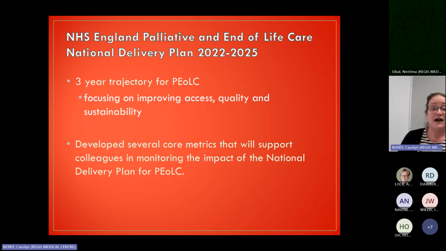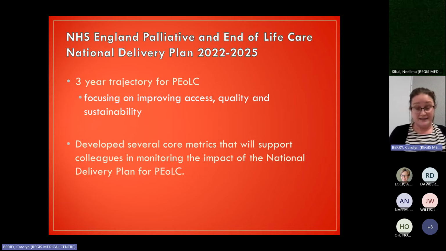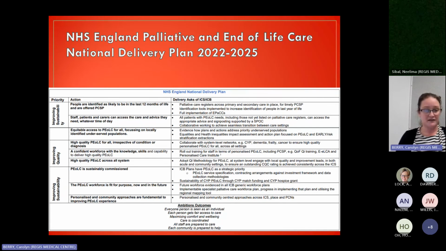Alongside that, we also have NHS England's strategy, which is called the Palliative and End-of-Life Care National Delivery Plan. This is very much informed by the Ambitions document, so it mirrors a lot of that. It's a 3-year trajectory for palliative and end-of-life care, focusing on improving access, quality and sustainability. And they've come up with some core metrics that will support colleagues in monitoring the impact of the delivery plan. It's obviously quite extensive, so I wanted to focus in on what's relevant to today's session. So these are the 3 priorities: sustainability, improving quality and improving sustainability again.